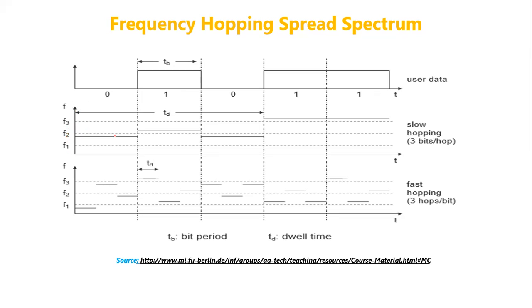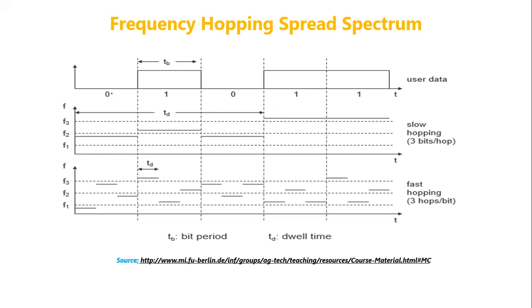So let us first try to understand slow hopping. In slow hopping, there is a 0, and in this particular example, you can see from this diagram, it is not going to change the frequency until three pulses are over. Only when three pulses are over, it changes the frequency. So here we are assuming that initially it is working on frequency f2.